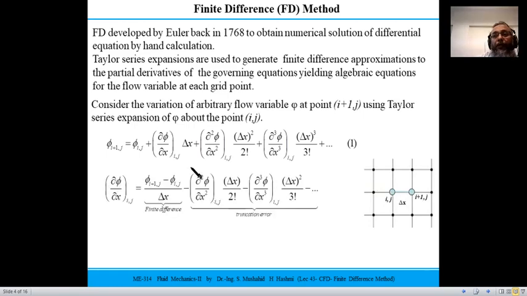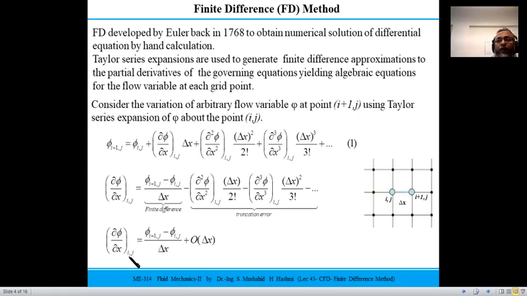What I can do here is I have brought the first derivative on the left hand side, just to rewrite the same equation number 1. Here the higher order terms we call the truncation error. So we just approximate the first derivative with this difference of the terms. So the first derivative of phi with respect to x can be evaluated.